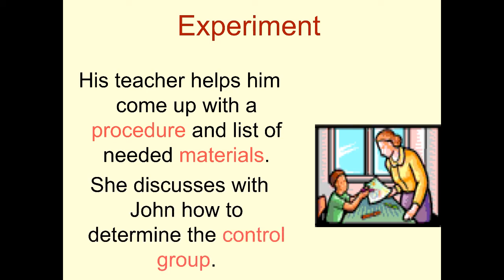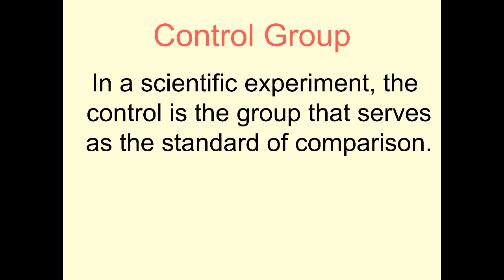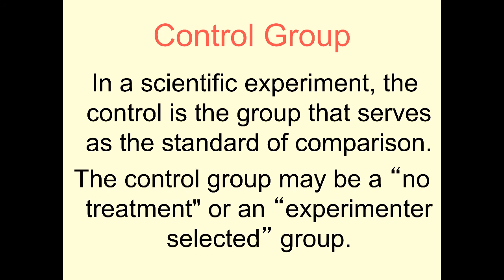She discusses with John how to determine a control group. Well, there's a new word. Let's see what control group is. In a scientific experiment, the control is the group that serves as the standard of comparison. So it's the usual amount of sugar, in this case, used in bread. The control group may be set to something like a no treatment variable in a treatment experiment, or an experimenter selected group.